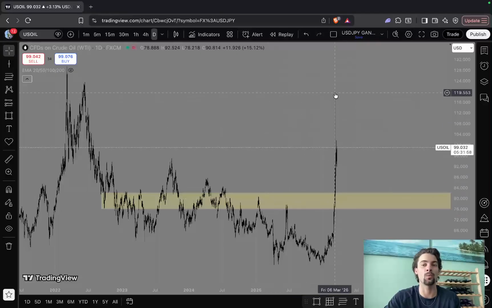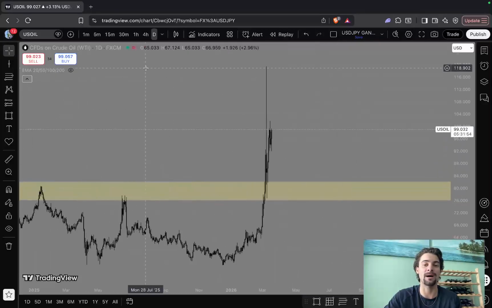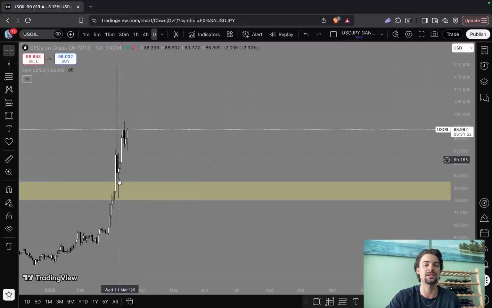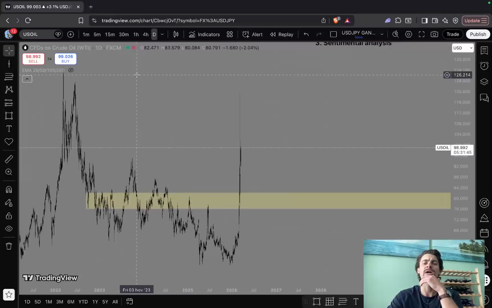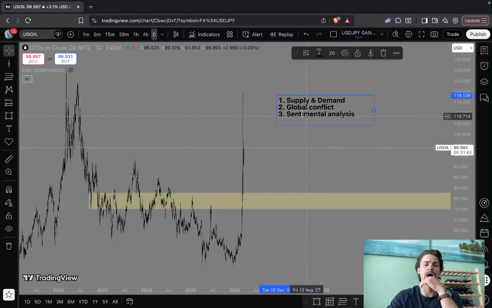Right? We went all the way to 119. The market rebalanced. And then now we're actually driving up higher in a balanced fashion where you're actually seeing continuation of the chart going higher. Okay. So supply and demand is very simple.